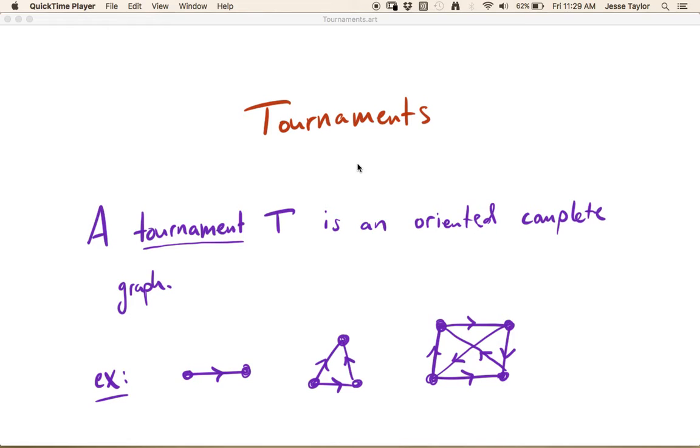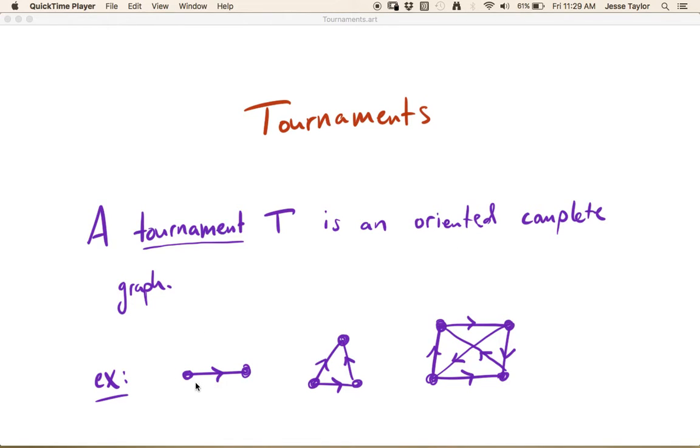In this video, we're going to be talking about tournaments. As you can see here, a tournament, T, we usually use T to denote a tournament like we use D to denote a directed graph, is an oriented complete graph. So remember from the reading that oriented means that you're not allowed to have both UV and VU as an arc. Or in other words, you're dealing with a simple graph, and it's a complete graph.